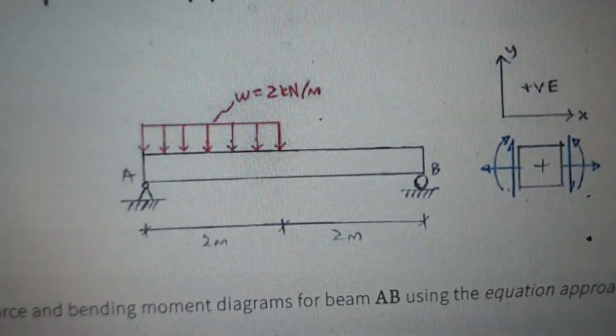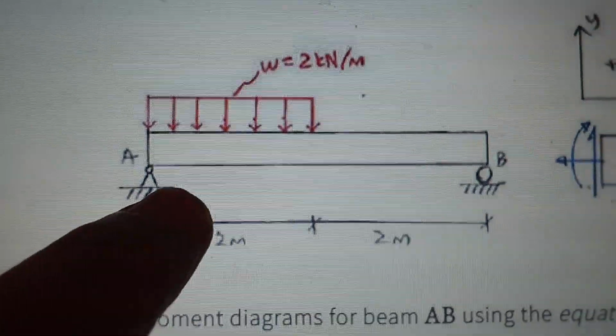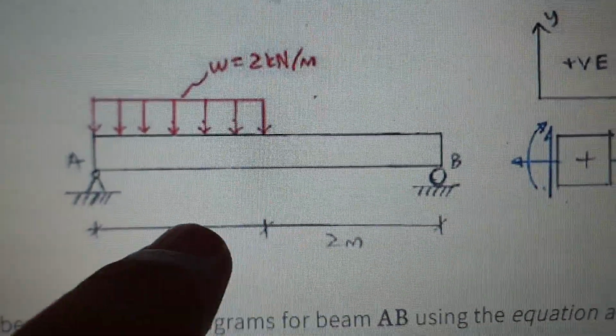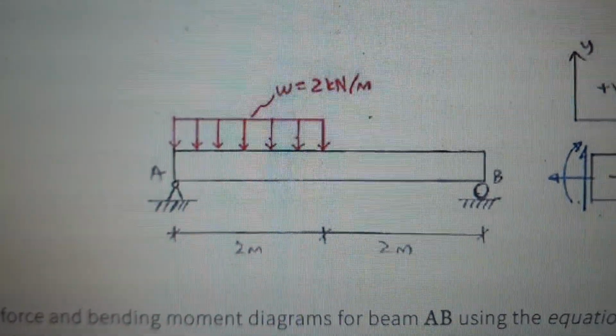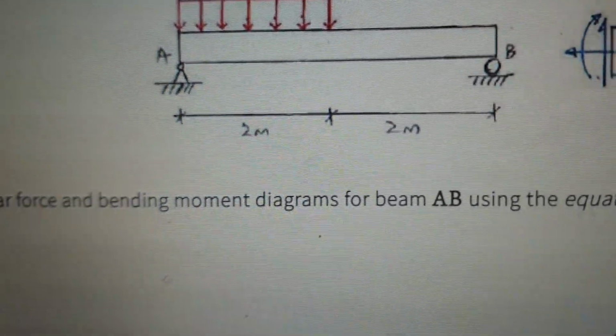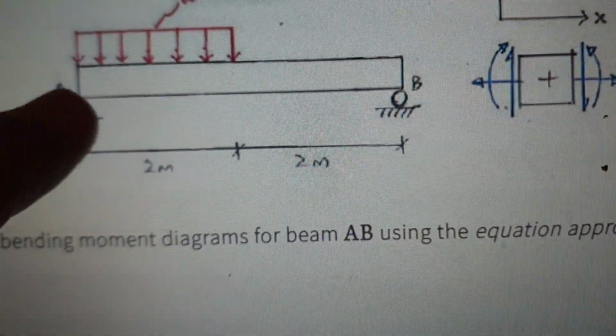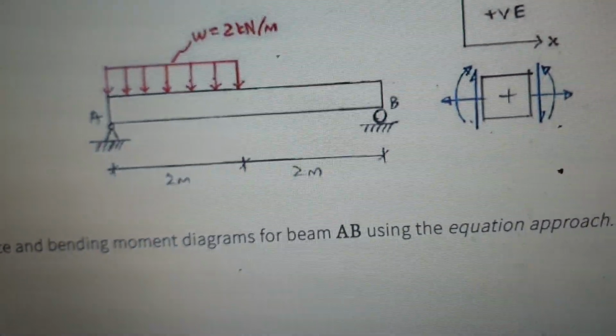Let's look at this shear moment diagram. This is A, reaction A, and reaction B, 2 meters, 2 meters, and this is a distributed load, 2 kilonewton per meter. Draw the shear force and bending moment diagram for beam AB using the equation approach.